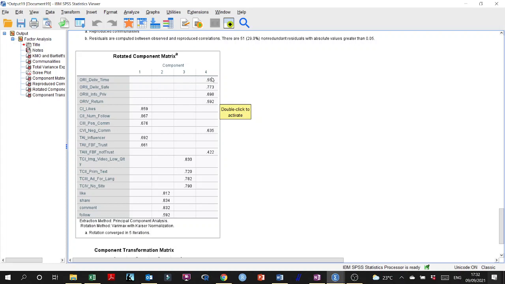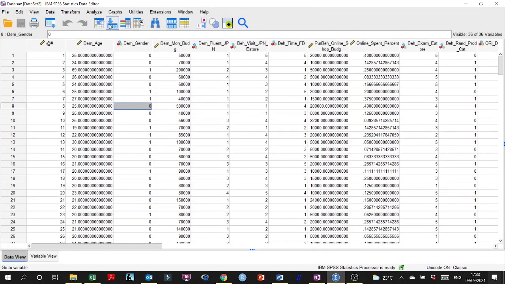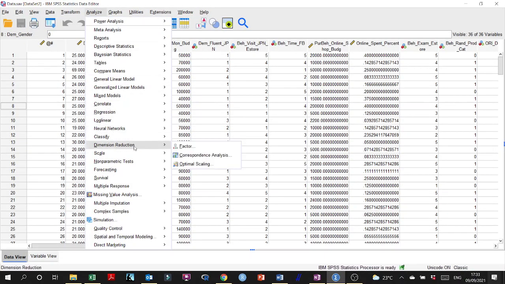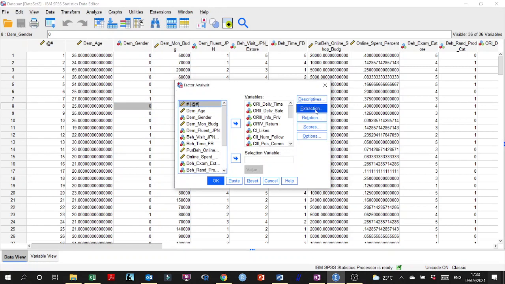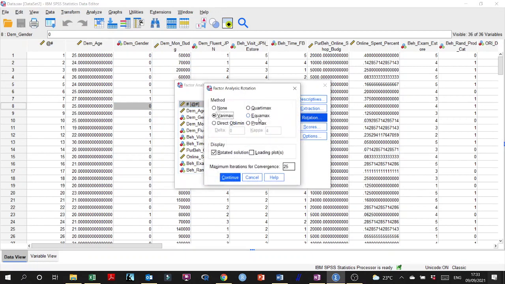So in terms of face validity, we call it. Face validity is whether all these variables together represent or manifest one theme. I think this is yes, based on the literature, but this one, I don't think is manifesting the same theme. Try different kinds of rotations, if you want.